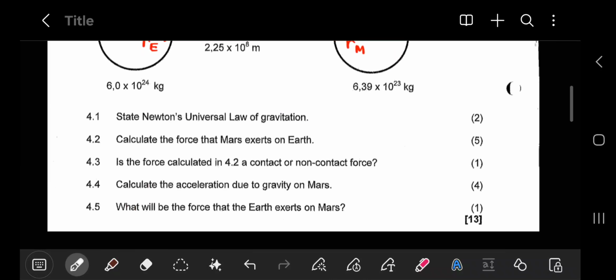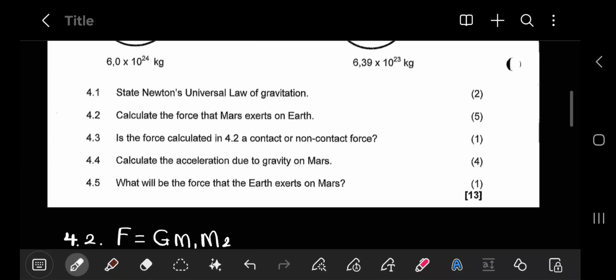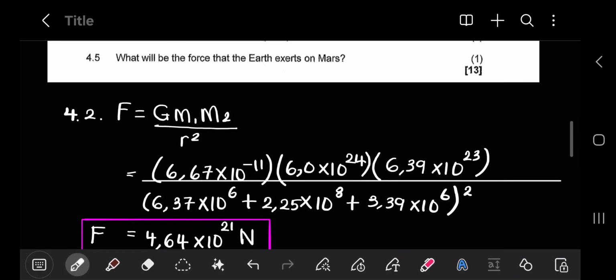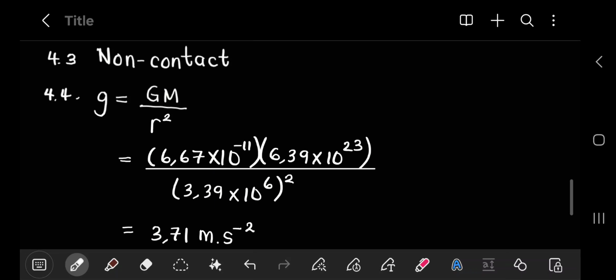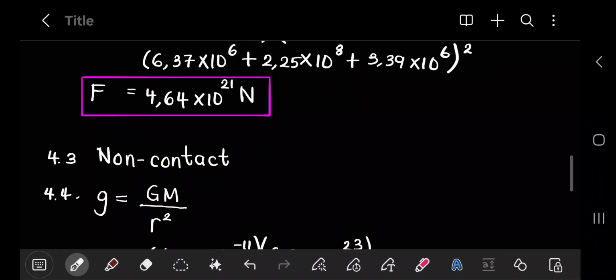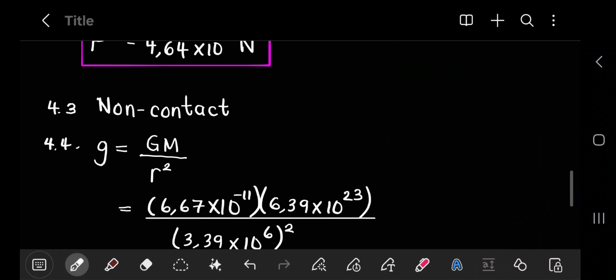Okay, let's go on to 4.5. It says, what will be the force that the Earth exerts on Mars? Notice in 4.2, you calculated the force that Mars exerts on the Earth. So the force that the Earth exerts on Mars should be exactly the same. And why they should be exactly the same is due to Newton's third law. These planets will exert the exact same force on each other. So it's the same value that we had in 4.2.